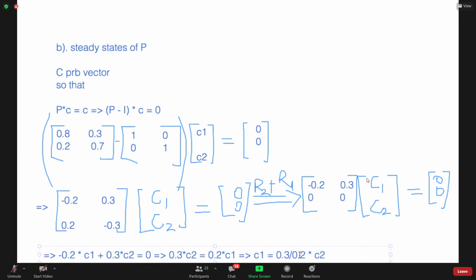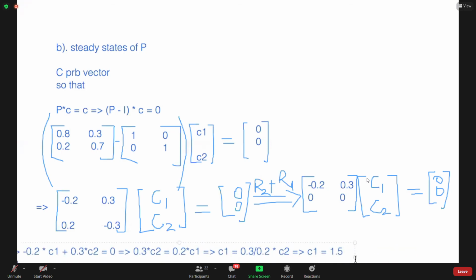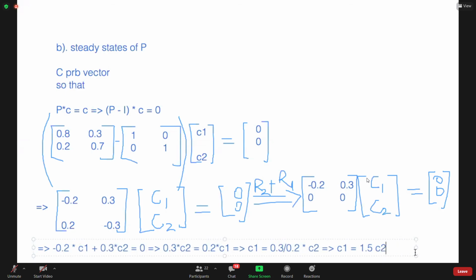I can also do the calculus 0.3 divided by 0.2, and I can write it in an easier form. Let's do 0.3 divided by 0.2, 1.5. C1 is equal to 1.5 C2. Like that. This is my final form. I'll write it again down up here.